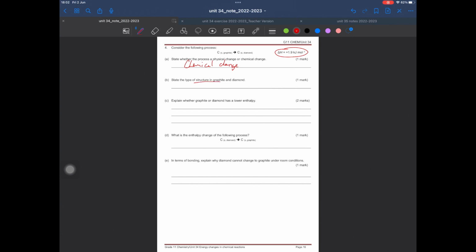Question B. What is the type of structure? Yes. Here shows the giant covalent structure. Hope you still remember.